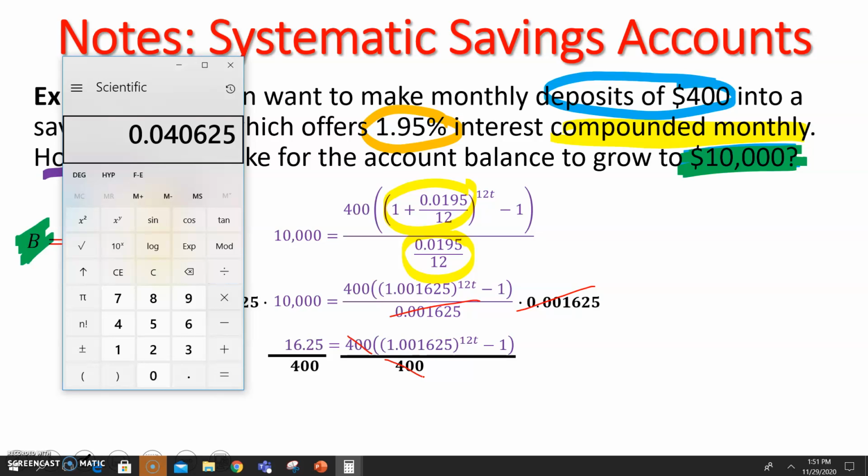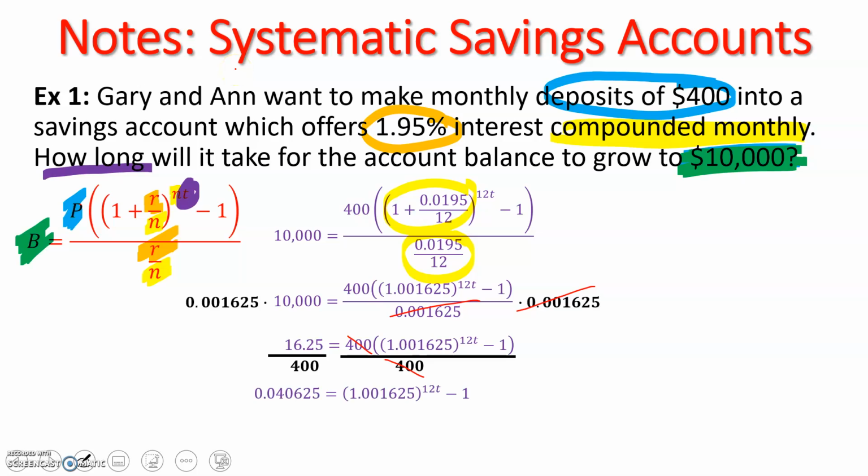That gives me 0.040625. And once again, I'm not rounding here simply because the number is not super long, and I want to get as precise of a final answer as I can. So I'm going to put that 0.040625 and is equal to 1.001625 to the power of 12t minus 1.